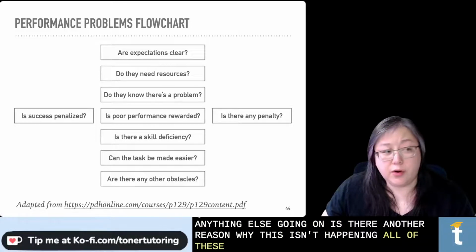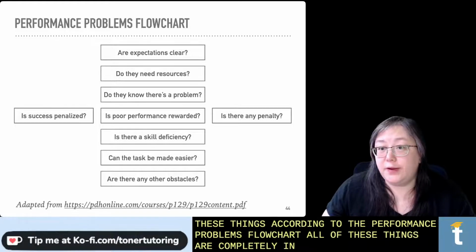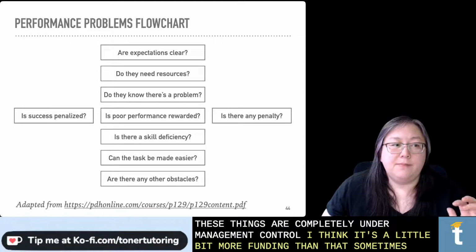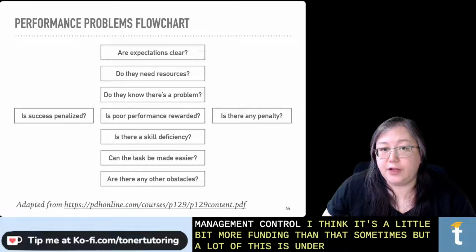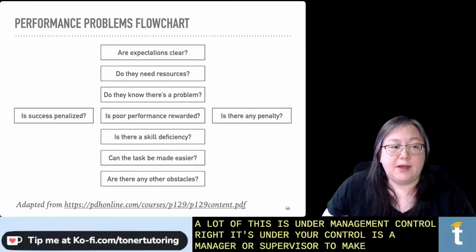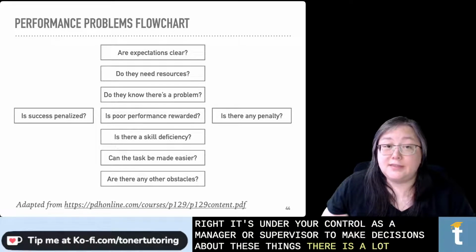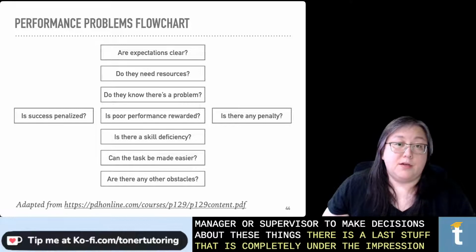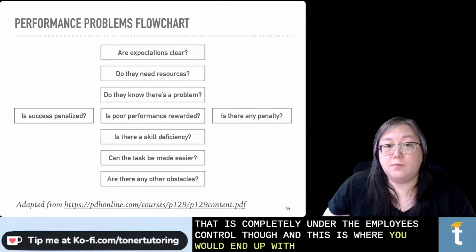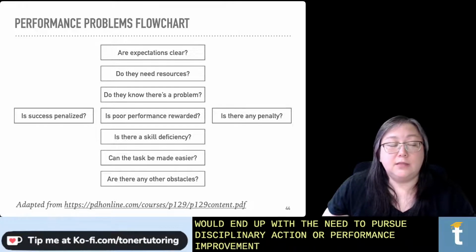All of these things, according to the performance problems flowchart, are completely under management control. I think it's a little bit more fuzzy than that sometimes, but a lot of this is under management control, right? It's under your control as a manager or supervisor to make decisions about these things. There is a last step that is completely under the employee's control, though, and this is where you would end up with the need to pursue disciplinary action or performance improvement plans and things like that.